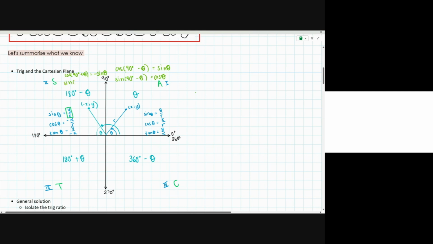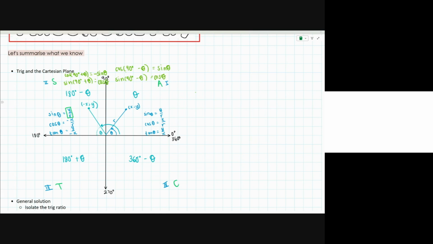Sine of 90 plus theta, sine is positive in quadrant 2, so it's positive cos theta. So we just need to be very, very careful in which quadrant we're working and what that means about our trig ratio.